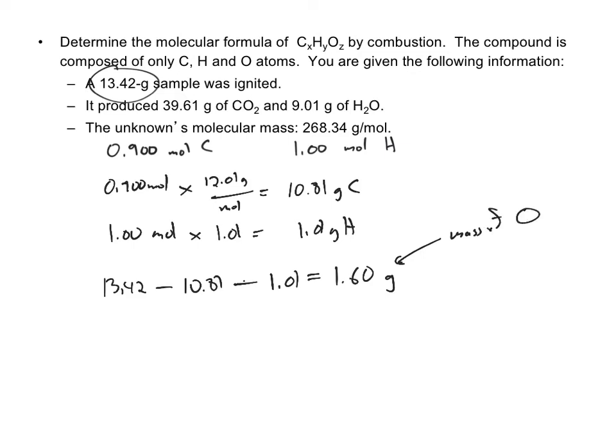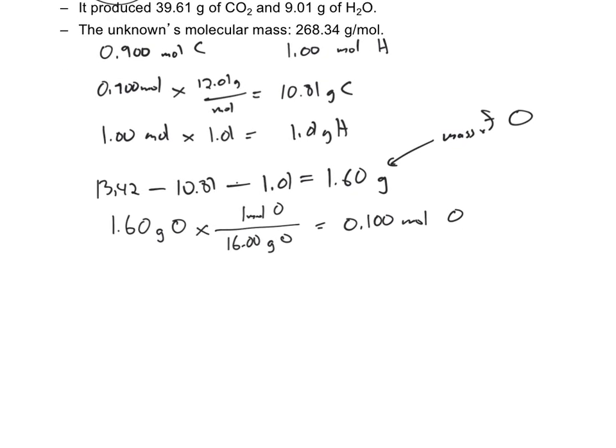All right, so I need to convert that into moles. So grams of oxygen divided by the molar mass of oxygen. And I get, so now I know how many moles of each element I have. Right, I have 0.9 moles of carbon, 1 mole of hydrogen, and 0.1 moles of oxygen.